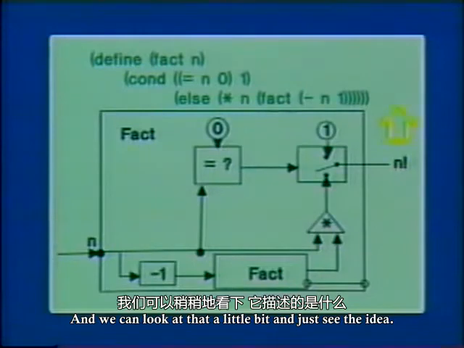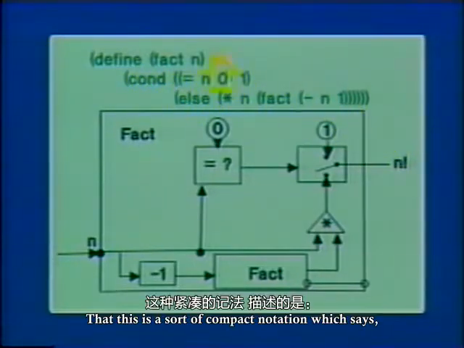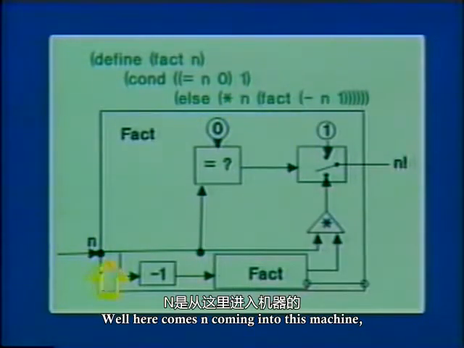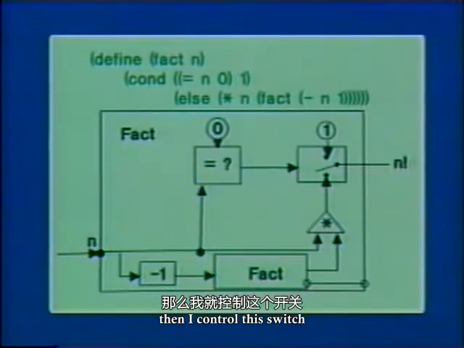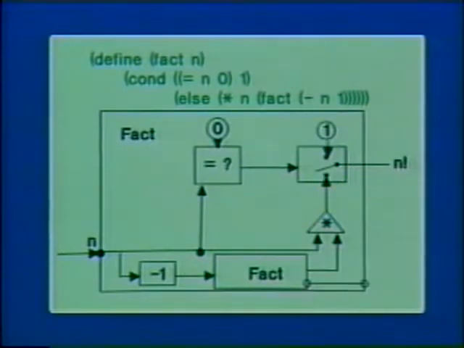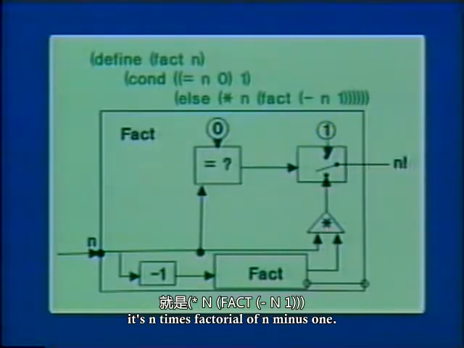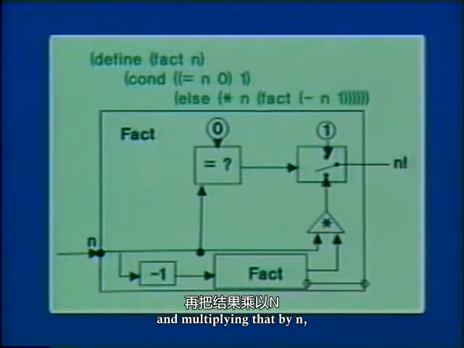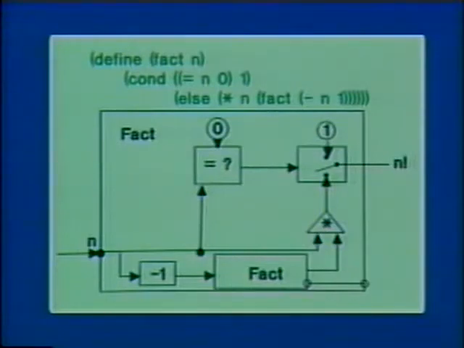And we can look at that a little bit and just see the idea that this is a sort of compact notation which says if n is 0, the result is 1. Well, here comes n coming into this machine, and if it's 0, then I control this switch in such a way that the switch allows the output to be 1. Otherwise, it's n times factorial of n minus 1. Well, I'm computing factorial of n minus 1 and multiplying that by n, and in the case that it's not 0, the switch makes the output come from there.